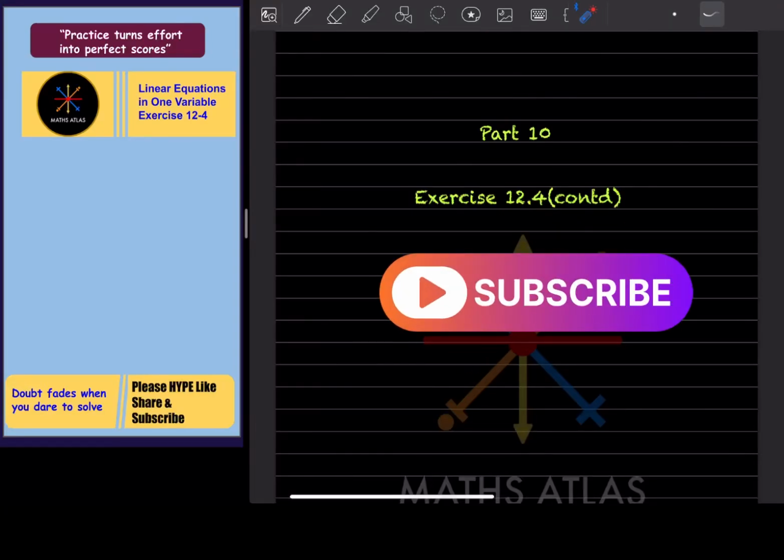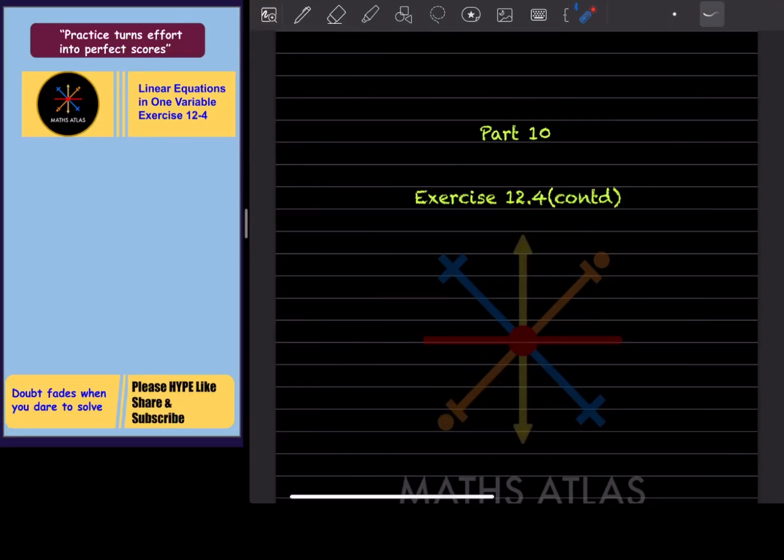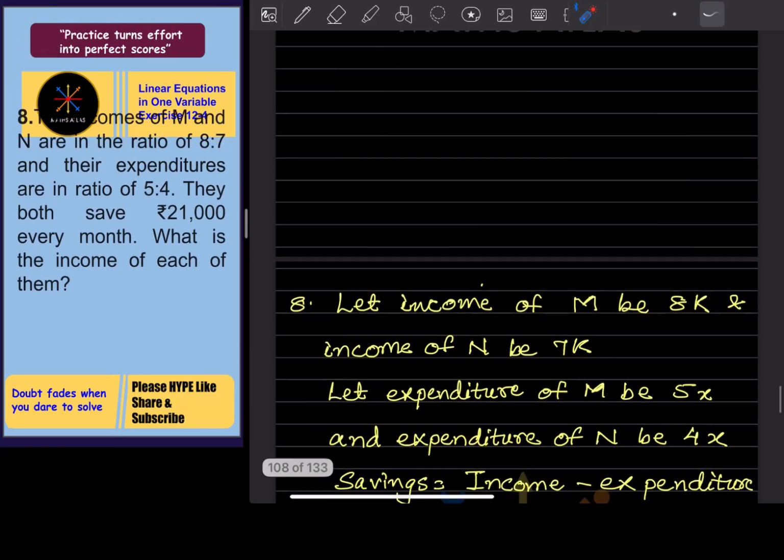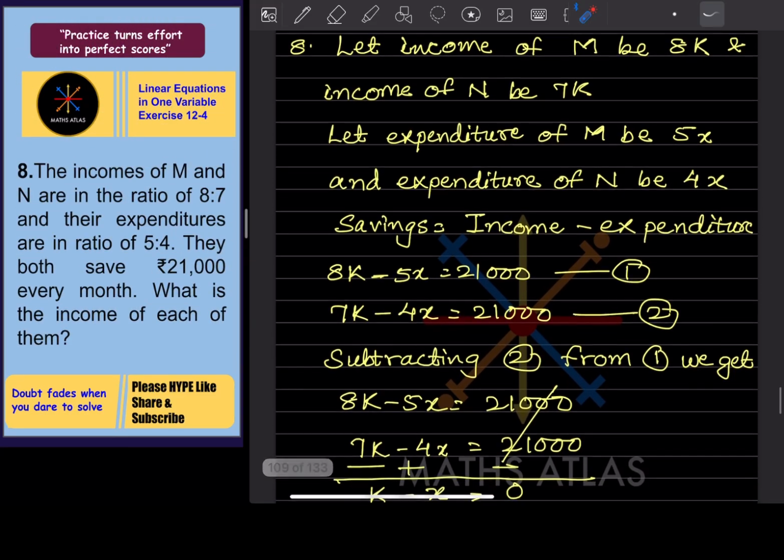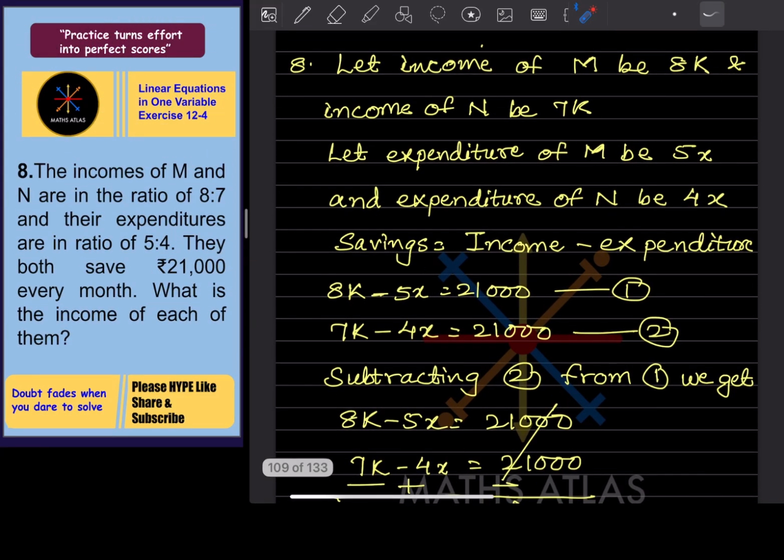So today let us start with part 10 and let us continue the exercise 12.4. We have already done some questions. You can have a look at the previous video. So here, question number 8. The question is given on the left hand side.